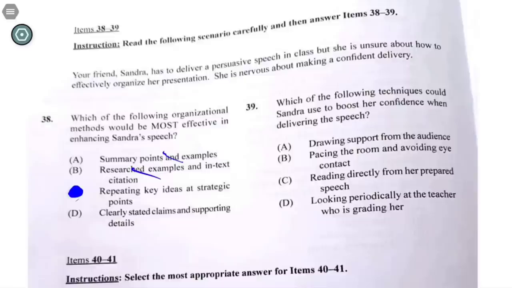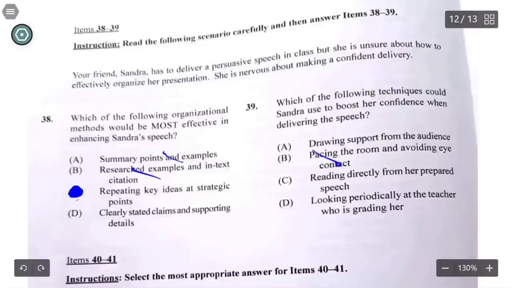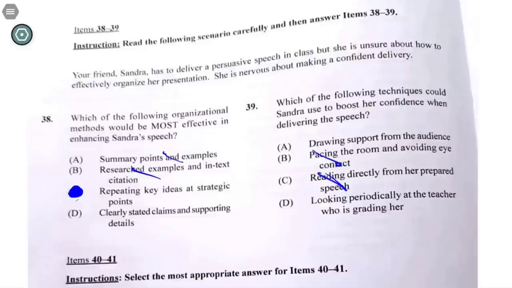39. Which of the following techniques could Sandra use to boost her confidence when delivering this speech? Drawing support from audience, pacing the room, and avoiding eye contact. You don't want to do this. This would disengage you from your audience. Read directly from her prepared speech. That limits interaction with your audience, so you won't have many people paying attention. You don't want to do that.